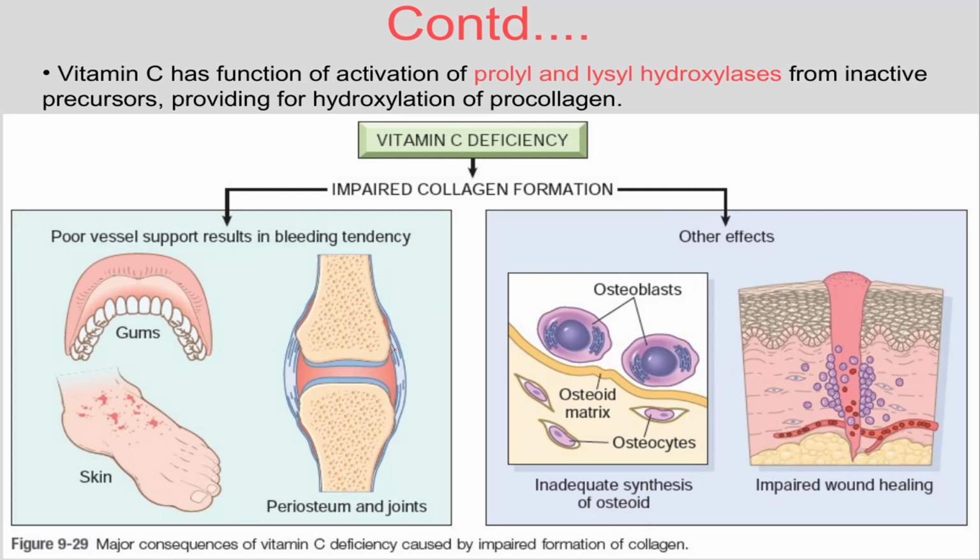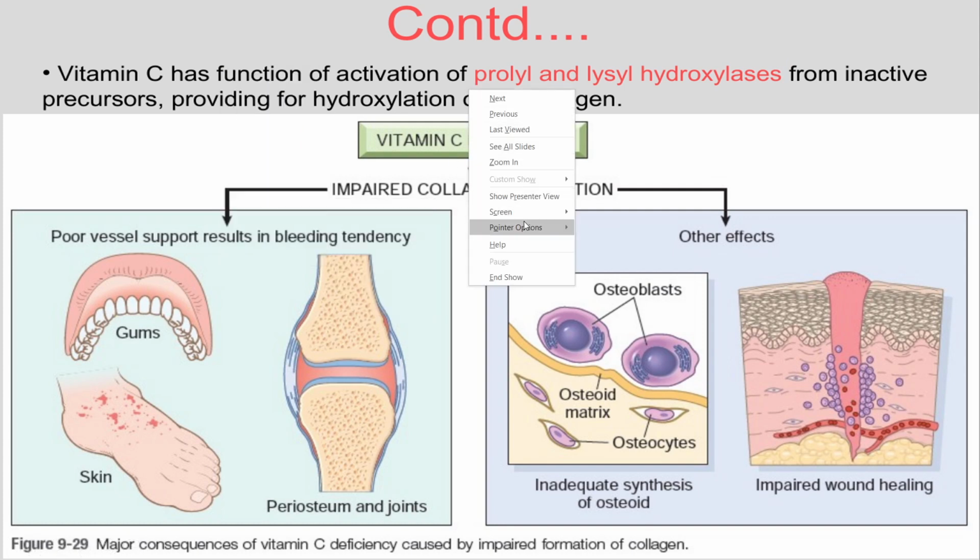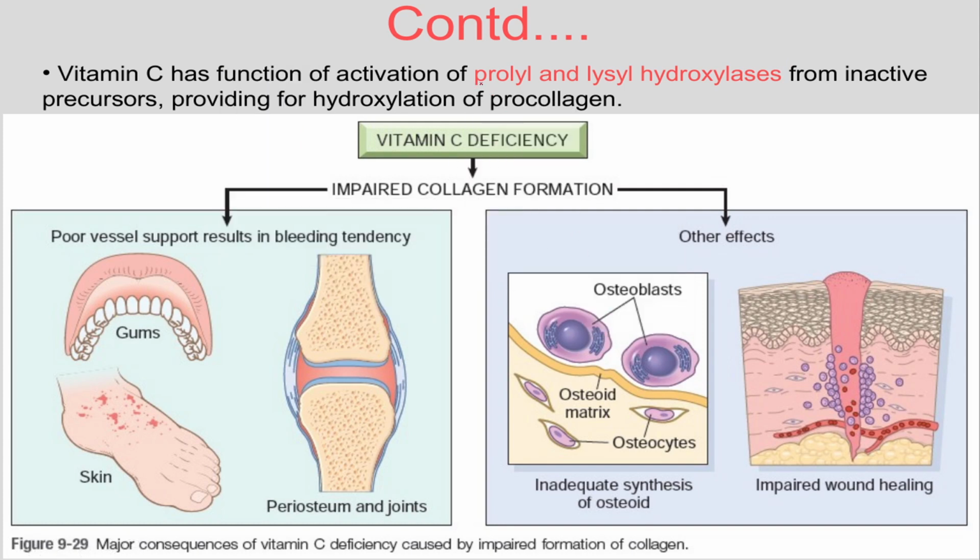So what happens actually? The main biochemical mechanism is this one: deficiency of prolyl and lysyl hydroxylases. It's a problem in collagen synthesis. These enzymes, with the help of vitamin C, help in hydroxylation of procollagen.